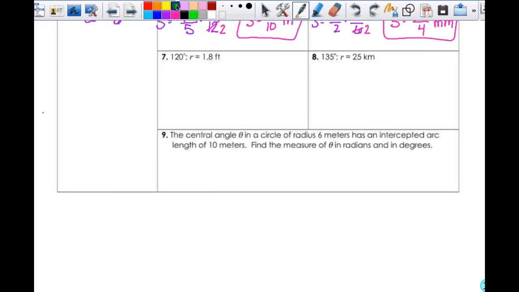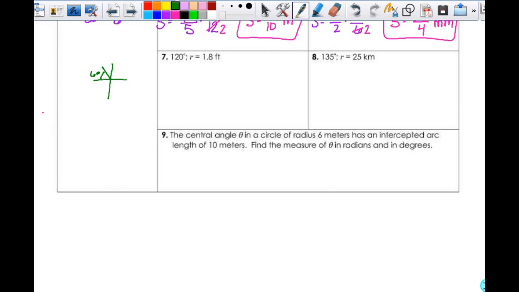Got 120. What is 120 in radians? So you can think of this a couple different ways. First of all, what would the reference angle be? In degrees, what's the reference angle in degrees? 60. Okay, because 120 is in which quadrant? The second, right? 120 is over here. My reference angle here would be 60.